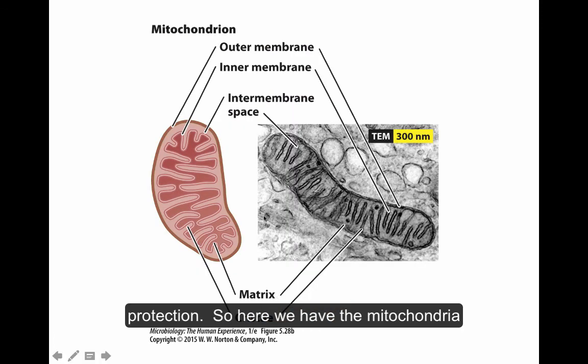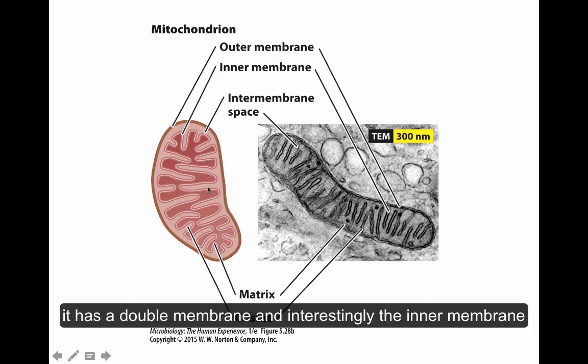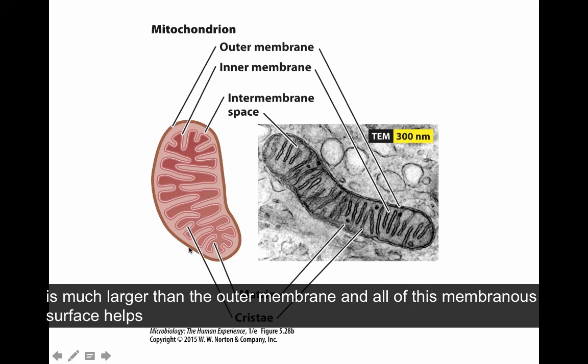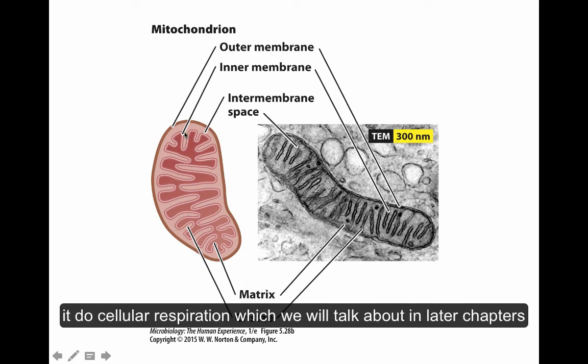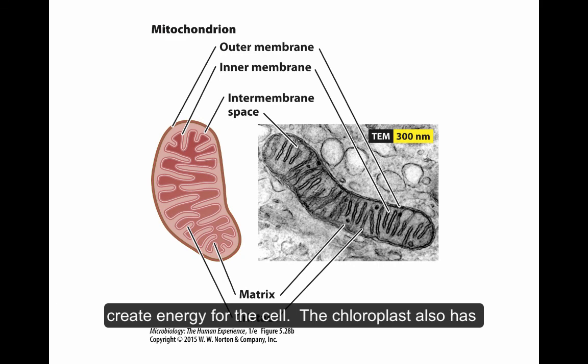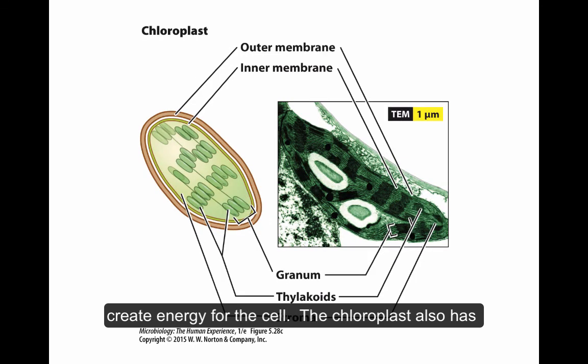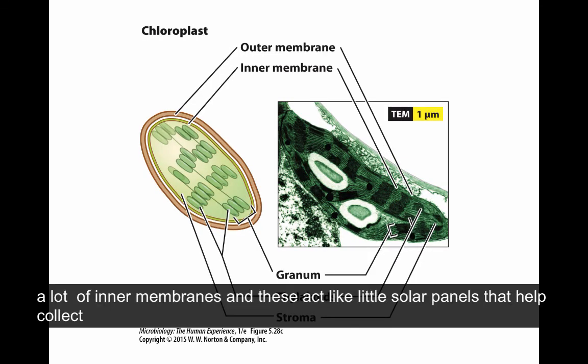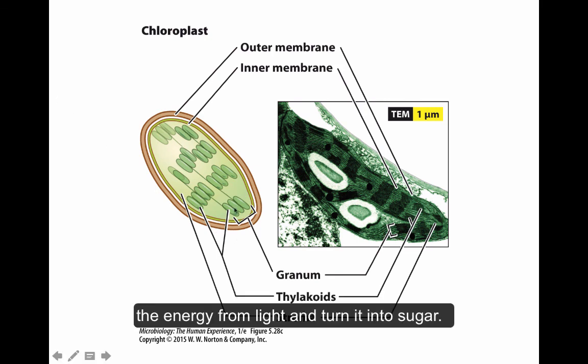So here we have the mitochondria. It has a double membrane, and interestingly, the inner membrane is much larger than the outer membrane, and all this membranous surface helps it do cellular respiration, which we'll talk about in later chapters. It provides a lot of surface area for those enzymes to line up and create energy for the cell. The chloroplast also has a lot of inner membranes, but these act like little solar panels that help collect the energy from light and turn it into sugar.